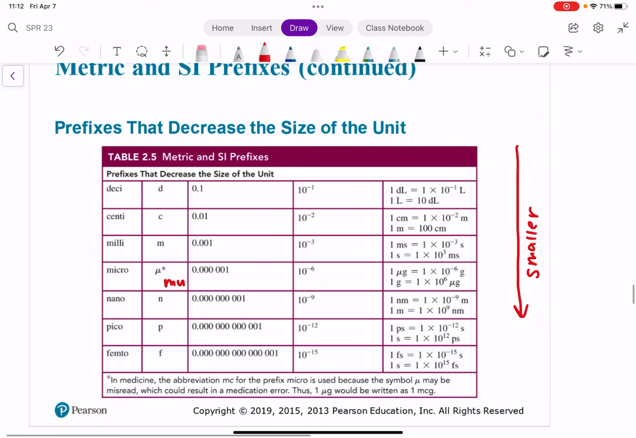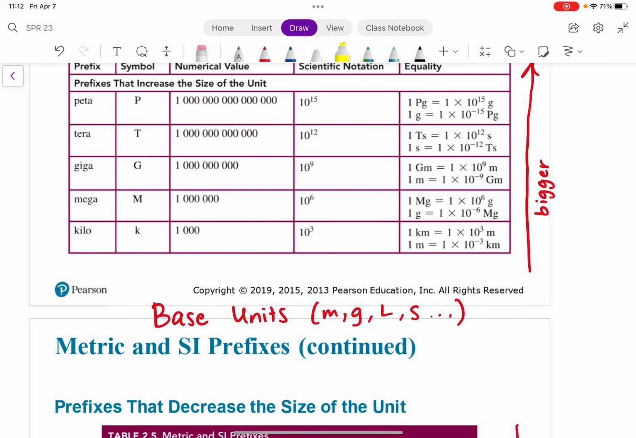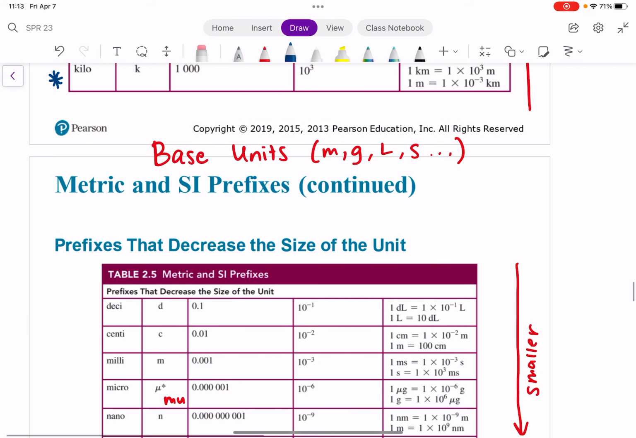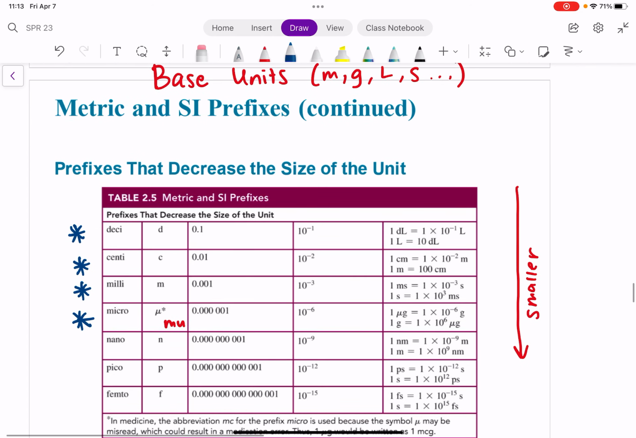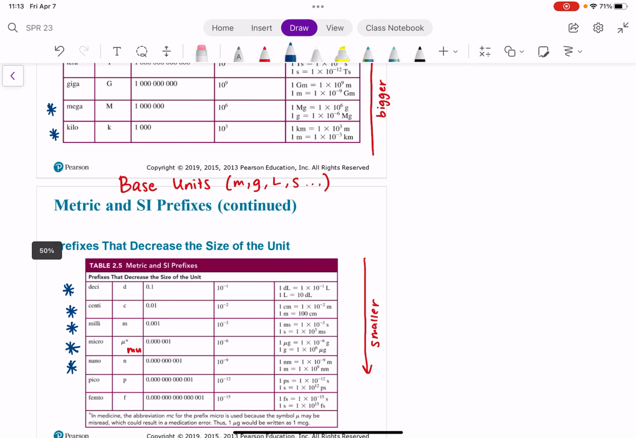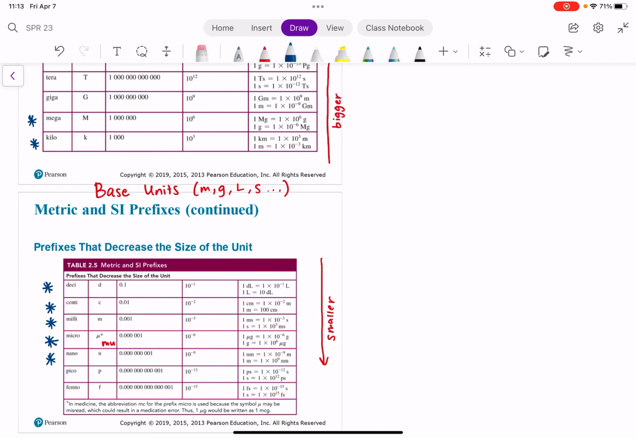So the ones that I want you to remember for this class, let's put a star next to them. So I want you to remember mega, kilo, deci, centi, milli, micro, and nano. The other ones, you don't really need to know for this class. You might use them in other chemistry classes in the future or other science classes in general, but these are the ones that I want you to memorize for this class. So we'll mostly be working with kilo, milli, maybe centi. Those are the ones that we'll mostly be working with, but memorize all of these.